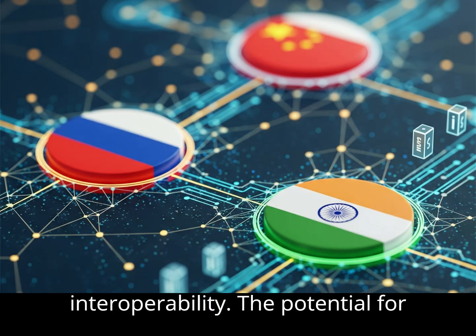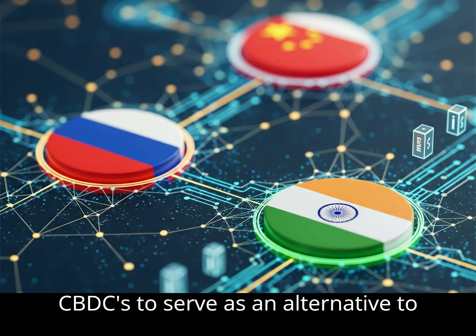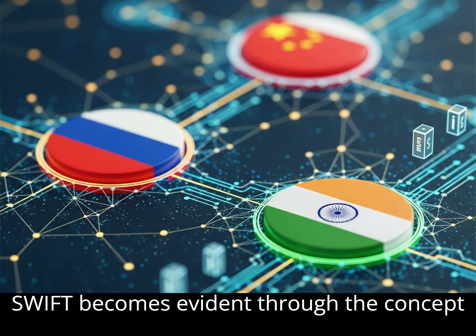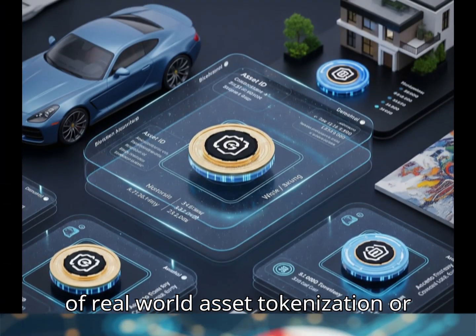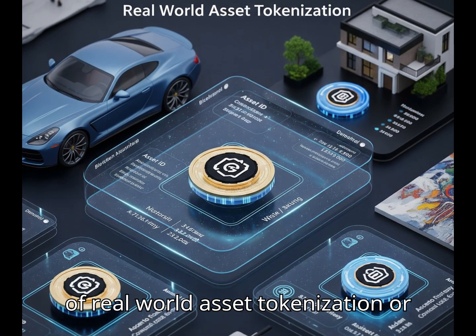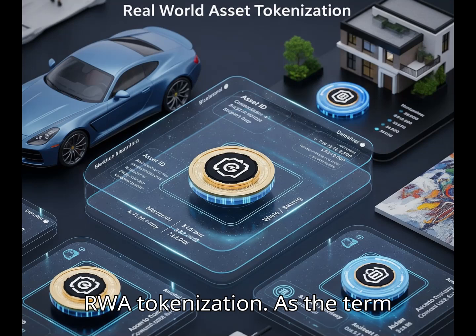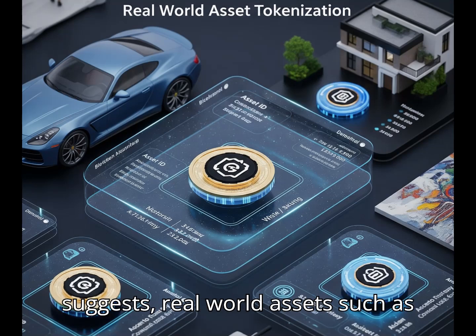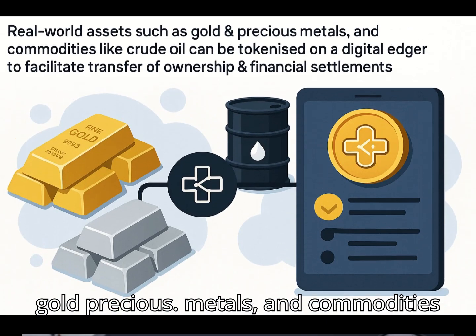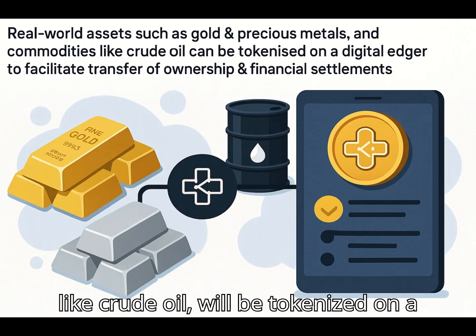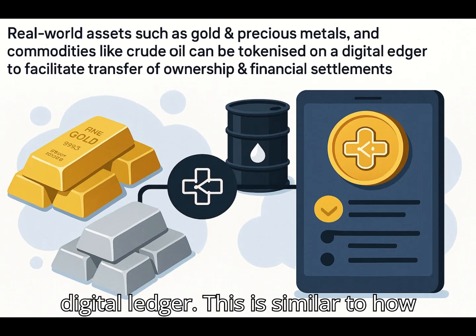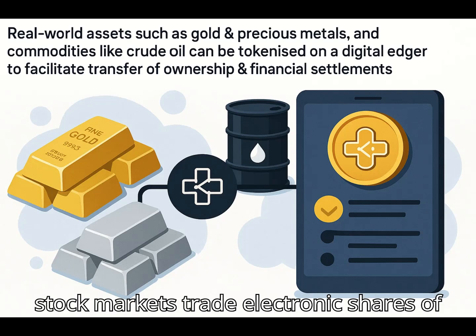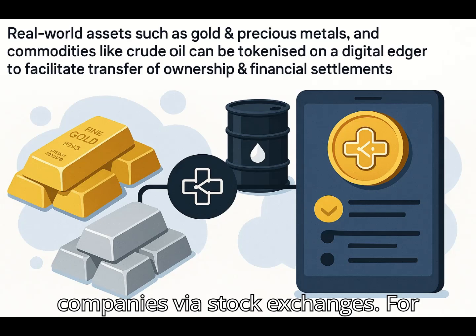Thus, although each country will operate its own regulated blockchain network for CBDCs, they can engage in cross-border settlements through blockchain interoperability. The potential for CBDCs to serve as an alternative to SWIFT becomes evident through the concept of real-world asset tokenization, or RWA tokenization. As the term suggests, real-world assets, such as gold, precious metals, and commodities like crude oil will be tokenized on a digital ledger. This is similar to how stock markets trade electronic shares of companies via stock exchanges.